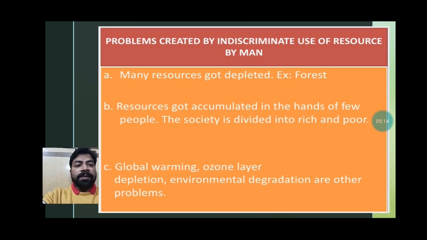So wherever this comes, we know that resources are not equally distributed, or if resources are accumulated in one hand, then it will create a gap between rich and poor. Global warming, that is depletion of the ozone layer, environmental degradation, and other problems are also there, which lead to major problems due to the indiscriminate use of resources.